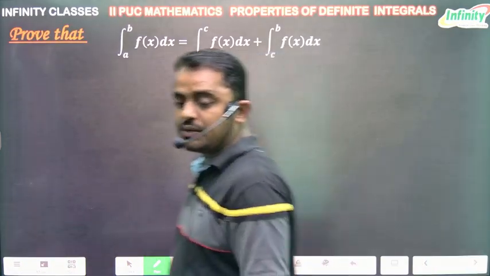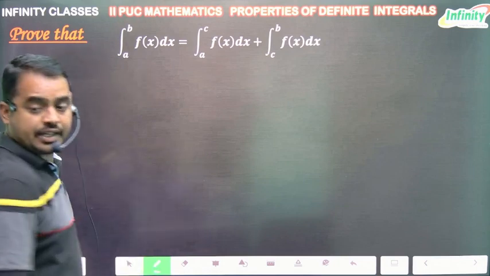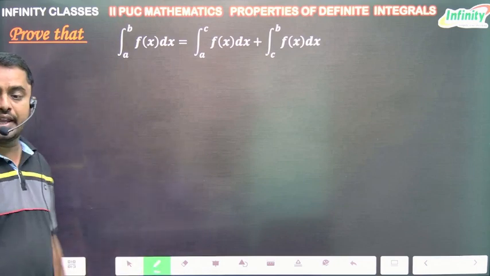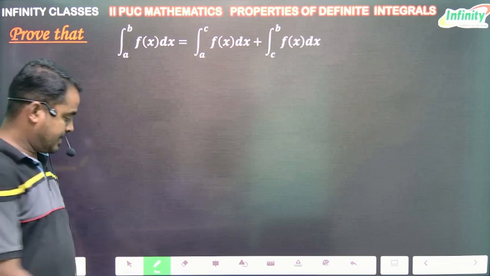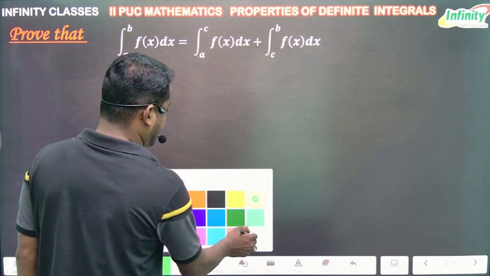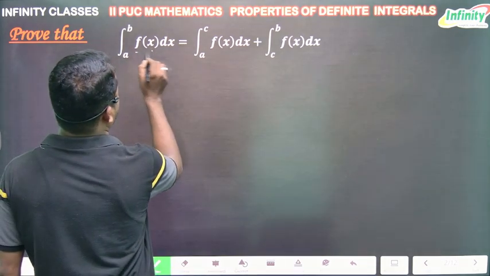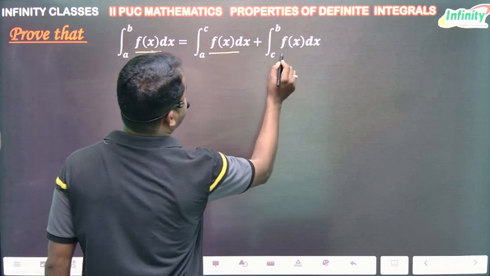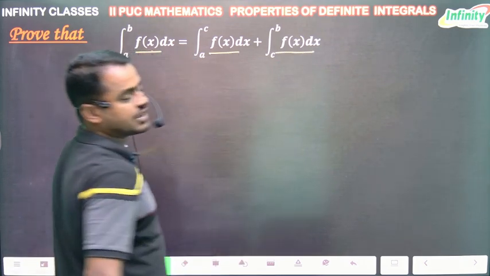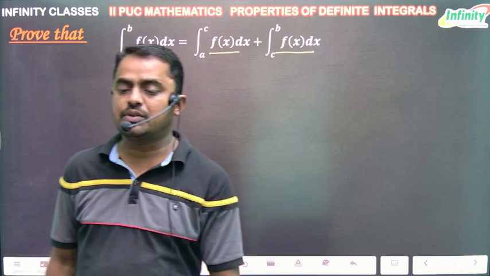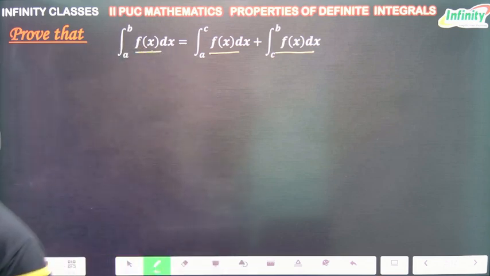First property and proof. Integration of a to b f of x dx is equal to a to c f of x dx plus c to b f of x dx. This property is called the breaking of limit property, because here the limit is breaking.